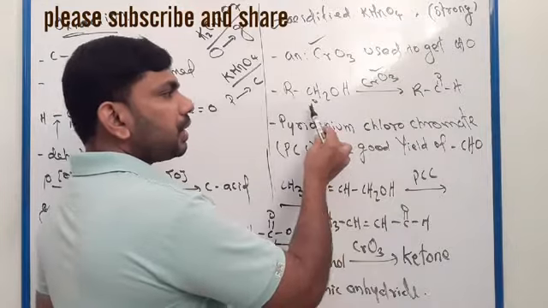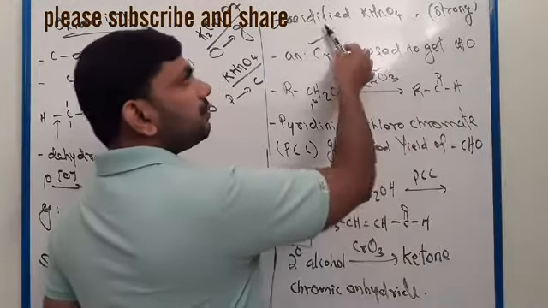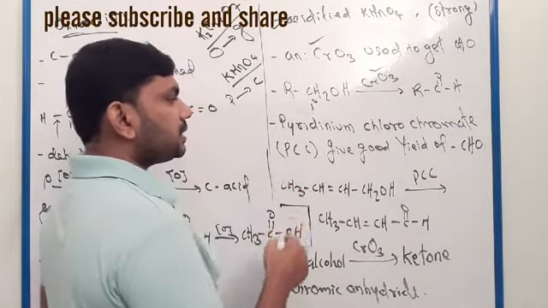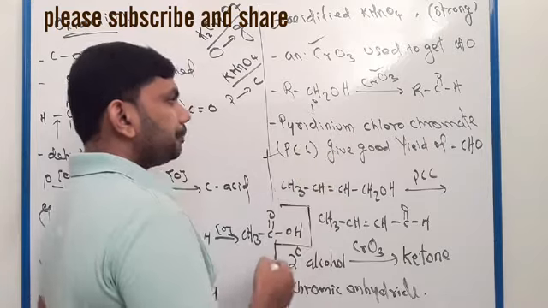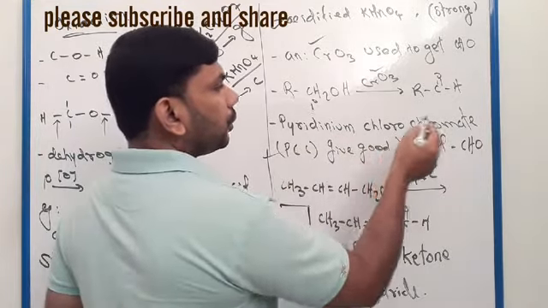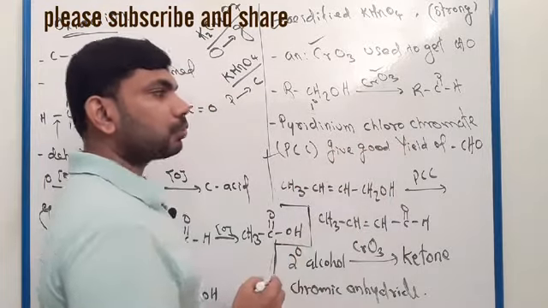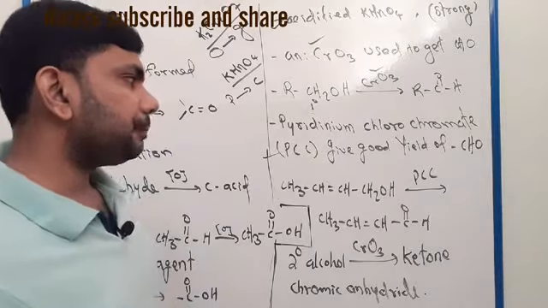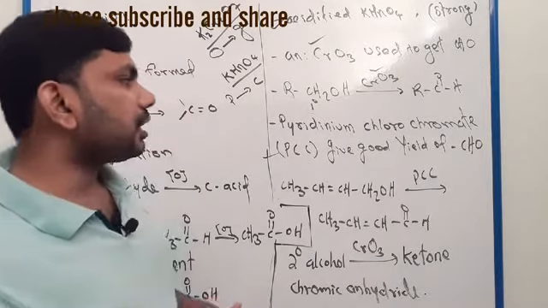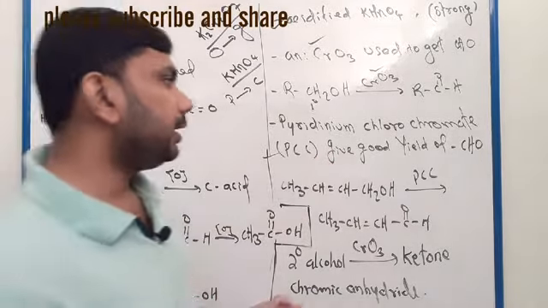If you want to turn primary alcohol to carboxylic acid directly, use acidified potassium permanganate. Also another oxidizing agent, PCC. PCC means pyridinium chlorochromate. Okay, this is another oxidizing agent. After using this, we will get good yield of aldehyde.